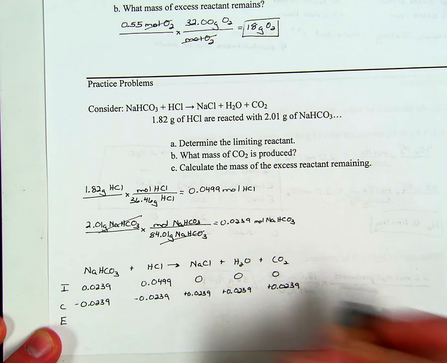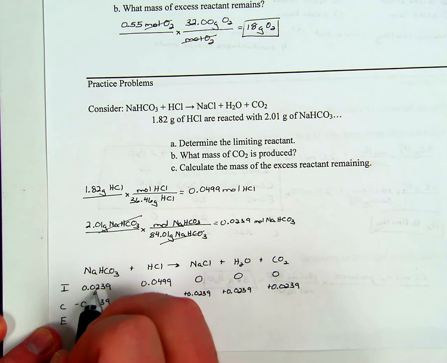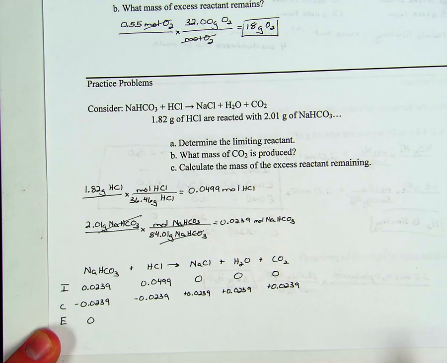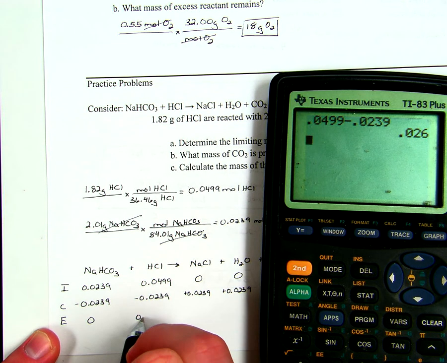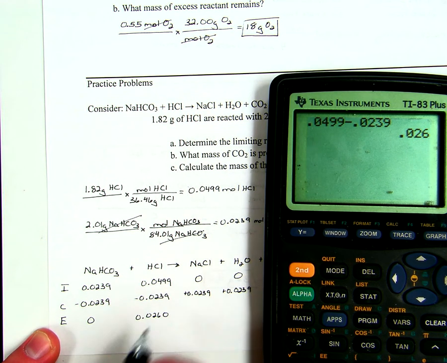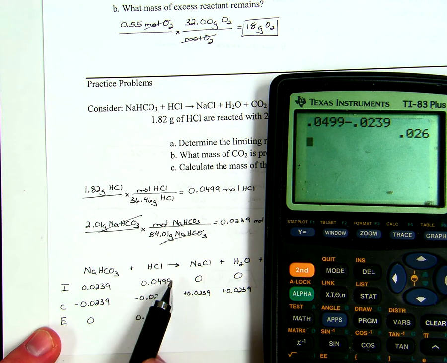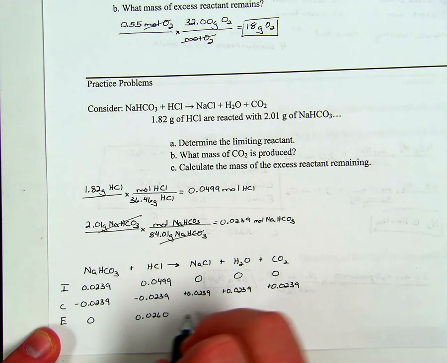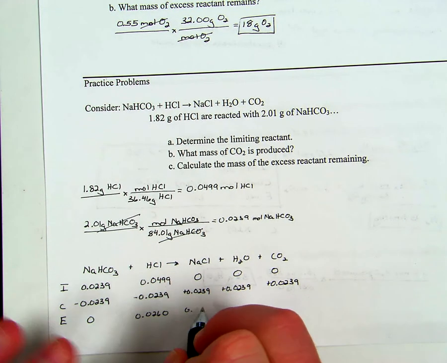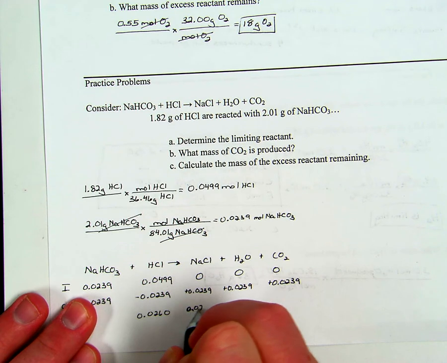We need to do a quick subtraction here for the HCl, so that's 0.0499 minus 0.0239. So I have 0.0260 is what that should be, because that goes to 4 decimal places, moles of HCl. And then for all of the products, there's 0.0239 moles of product for each of them that are produced, because again they're all 1-to-1 ratio.